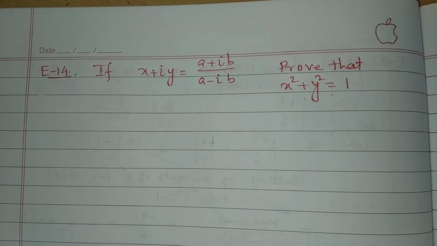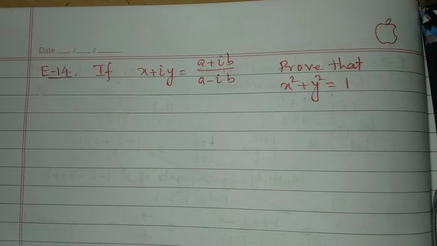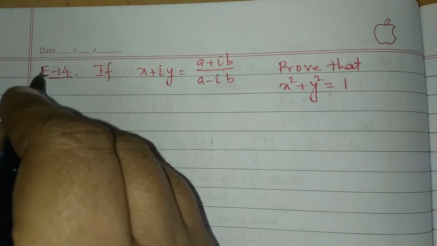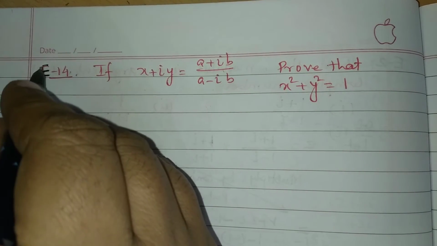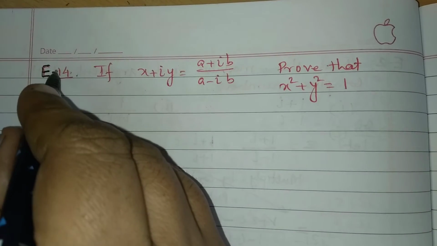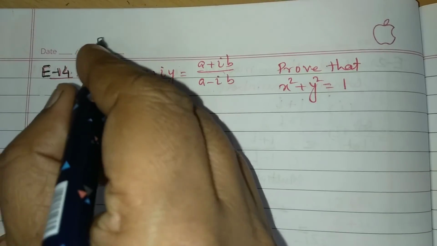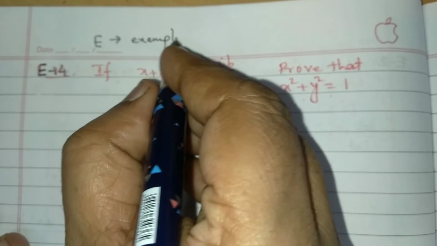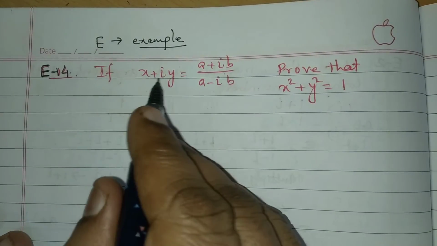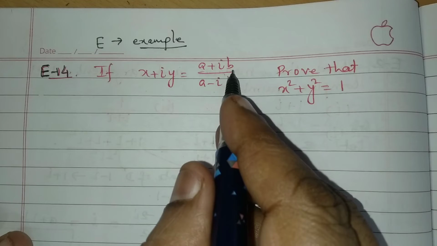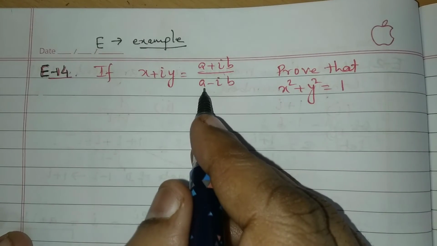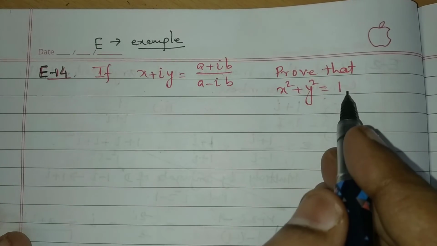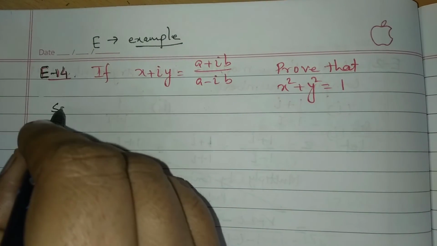Here you just see, it is given in the miscellaneous exercise, example number 14. This is example 14. Now, if x plus iy is equal to a plus ib divided by a minus ib, prove that x square plus y square is equal to 1. So solution.